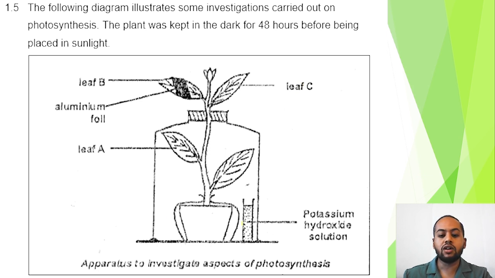In the bell jar, we have potassium hydroxide solution. Remember that potassium hydroxide solution is going to be there. It's going to help to absorb carbon dioxide from within the bell jar. But if we had sodium bicarbonate, it would have been there to add carbon dioxide to the bell jar.